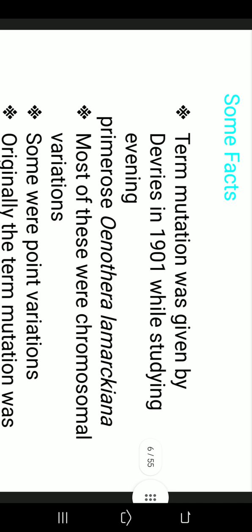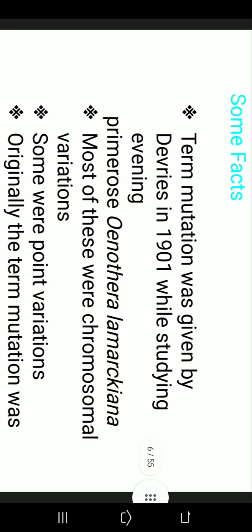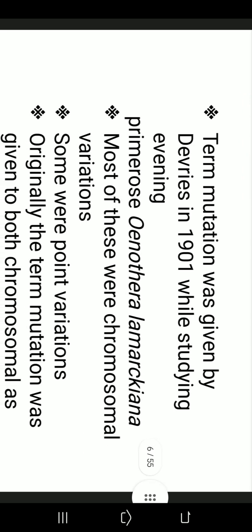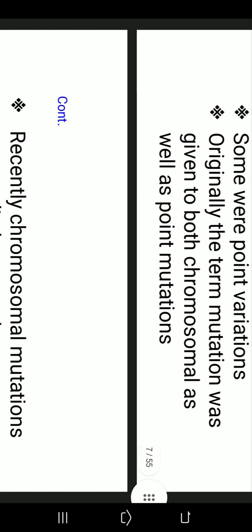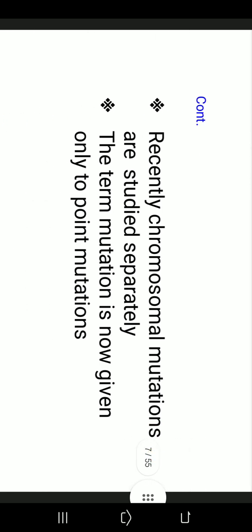Some facts. The term mutation was given by DeVries in 1901 while studying evening primrose, Oenothera lamarckiana. Most of these were chromosomal variations, some were point variations. Originally, the term mutation was given to both chromosomal as well as point mutations. Recently, chromosomal mutations are studied separately. The term mutation is now given only to point mutations.